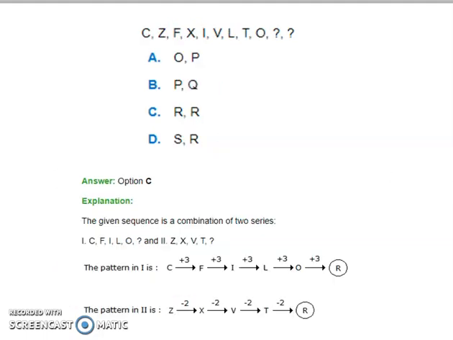Next is the last question: C, Z, F, X, L. It's such a long series and no single relation is found, so it must be a combination of two series. The first pattern is C plus 3 F, plus 3 I, plus 3 L, plus 3 O, so plus 3 is going to give you R. And next is Z minus 2 X, minus 2 V, minus 2 T, minus 2 R. Therefore, the answer here is option C, R and R.